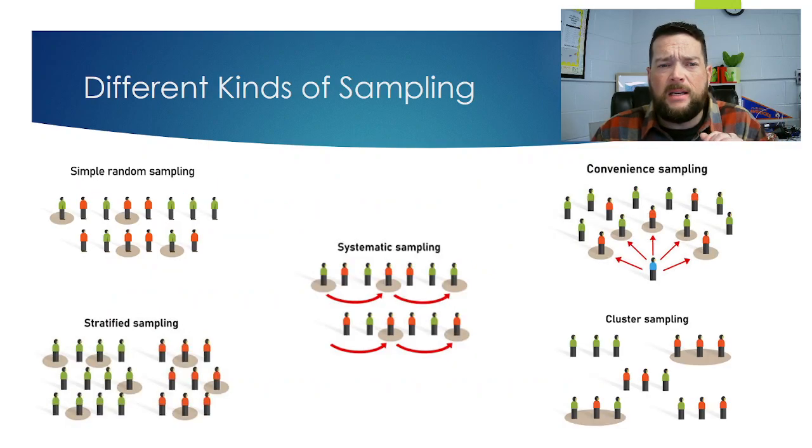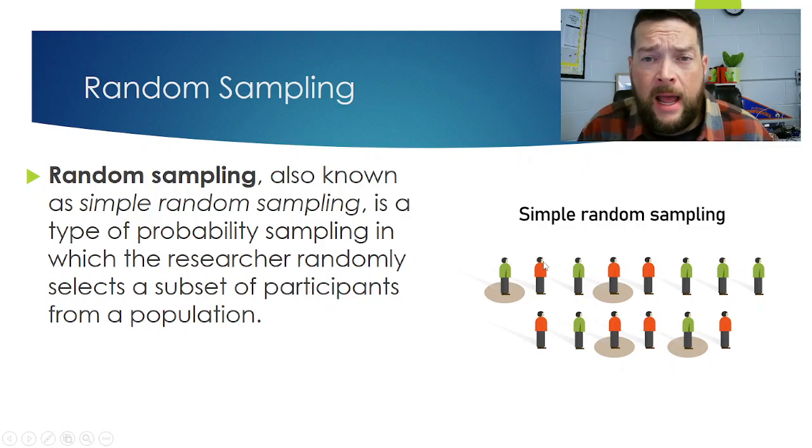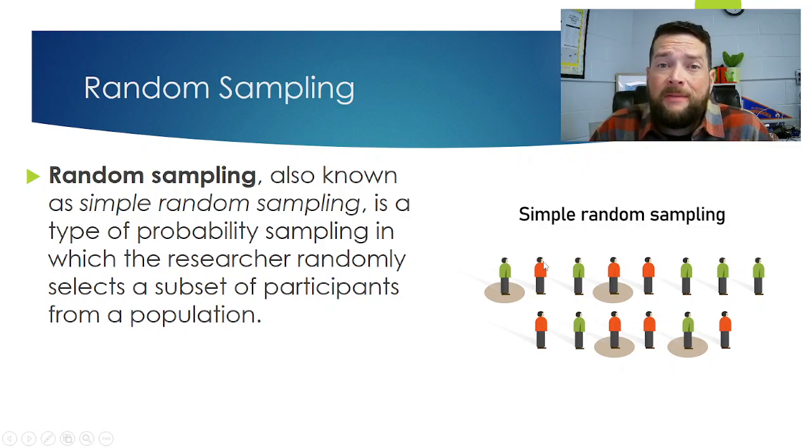So let's get into these, all right? These are the different sampling methods that we're going to talk about in this video: simple random sampling, stratified sampling, systematic, convenience, and cluster sampling. So let's get into the most popular one. This is the one that's going to have the least amount of bias.